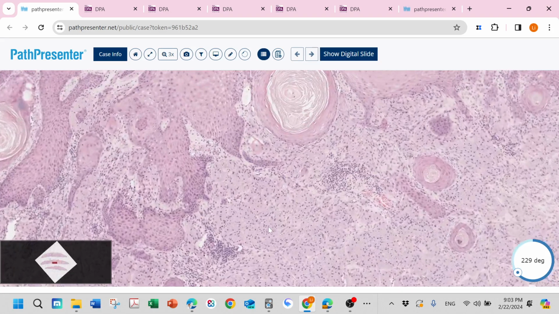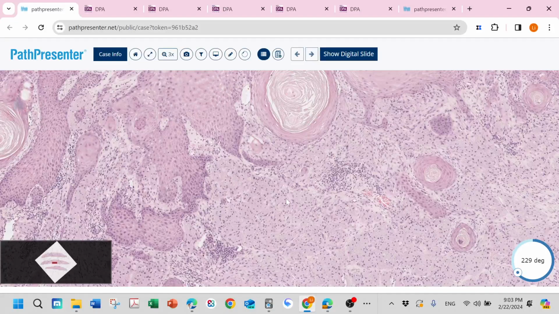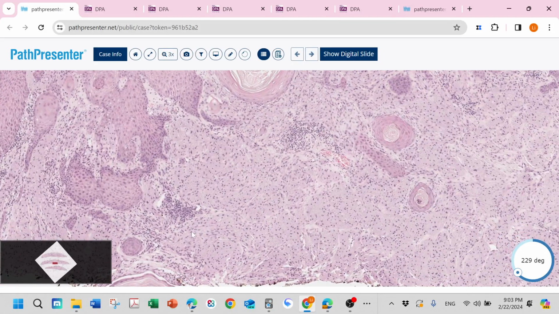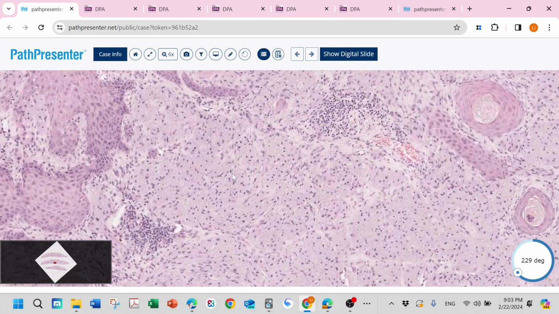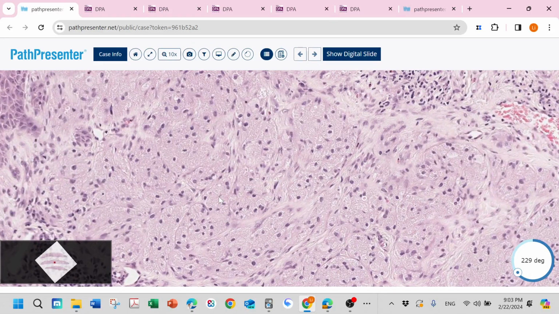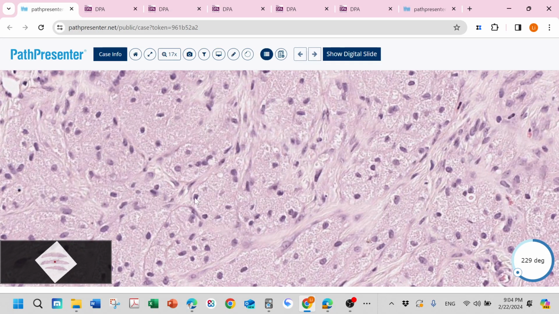We can see this sheet-like solid growth of a different population compared to the normal dermis. When we zoom in, we can see these cells have really granular cytoplasm. This is another neural differentiation cell called the granular cell. Do not confuse it with the granulosa cell in the GYN sex stroma chapter. These are different. This one is the granular cell.